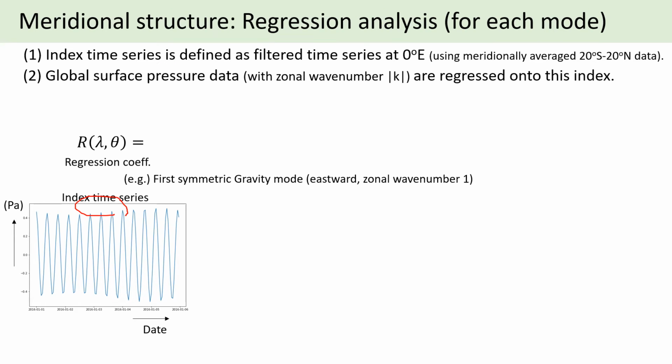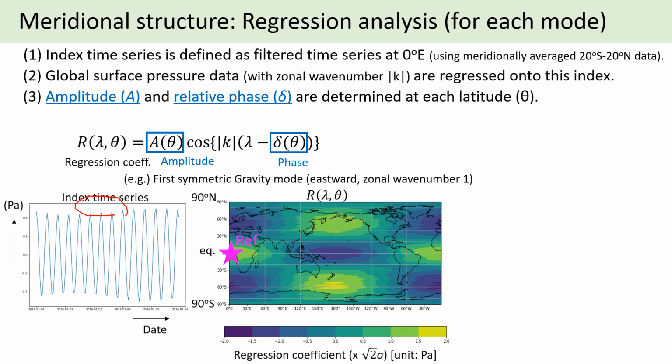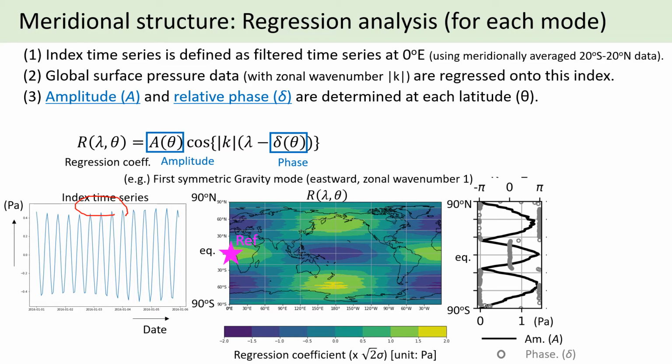And next, by using the global surface pressure data, these data are regressed onto this index time series, and we can get this kind of map. And then for presentation, we define the amplitude and the phase at each latitude. Here the phase is a relative phase with respect to this reference longitude. And this is the amplitude and the phase as a function of latitude. Black curves are amplitude and gray circles are phases.